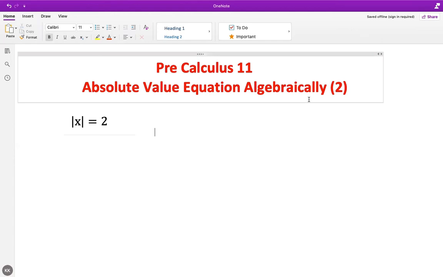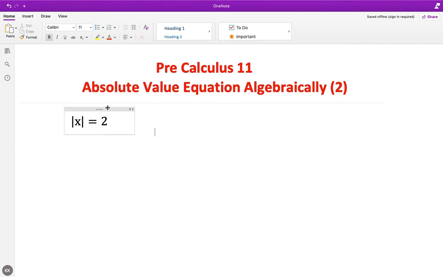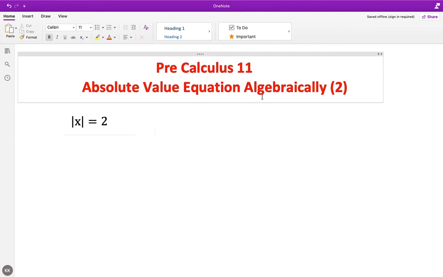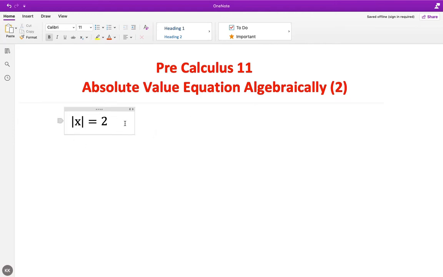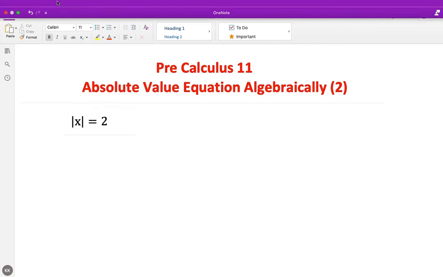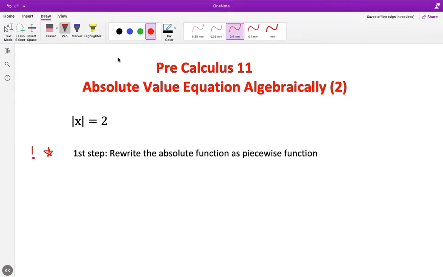For this video we're going to talk about absolute value equations algebraically, and we're going to solve the same equation as last time, but this time we're going to use the algebra method. So what is the first step of doing this? The first step is a really important step.